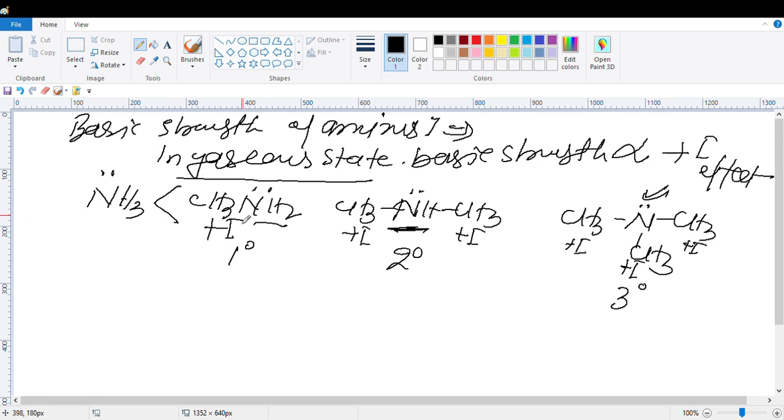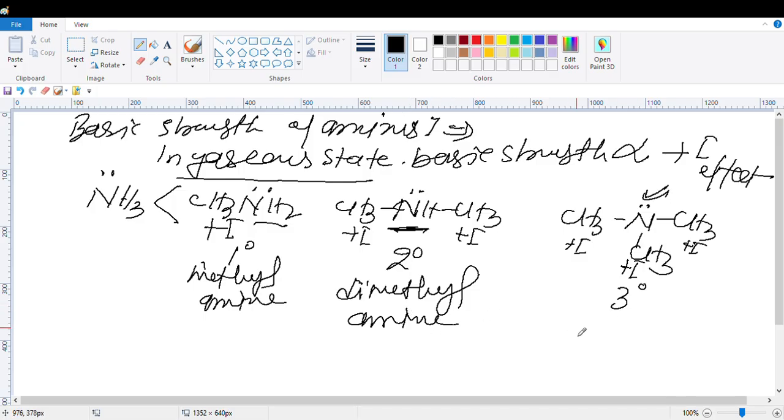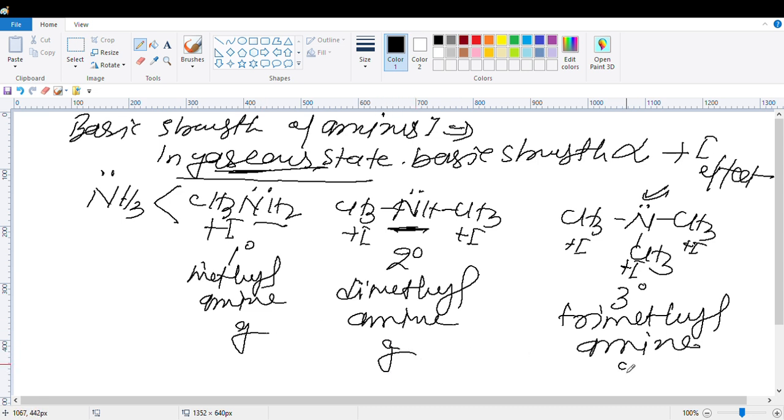More basic will be methylamine, and then more basic will be dimethylamine, and most basic will be trimethylamine. This trend is in the gaseous state. So all should be in the gaseous state, then they will show the increasing order. So the tertiary amine will become the strongest base in the gaseous state.